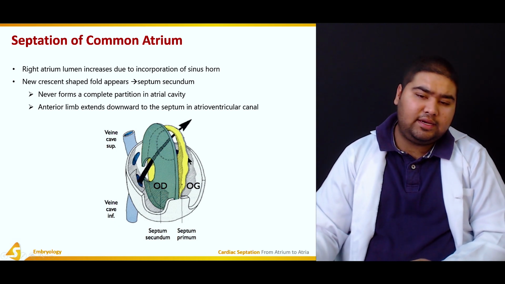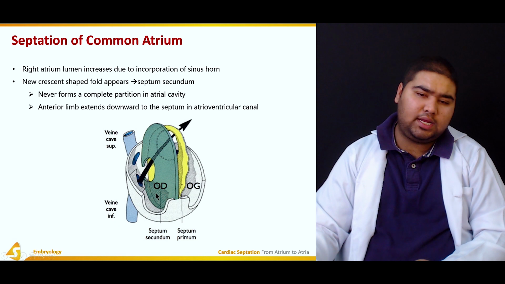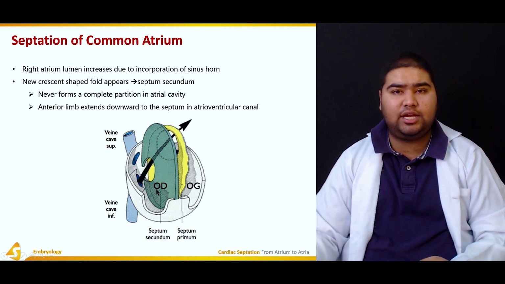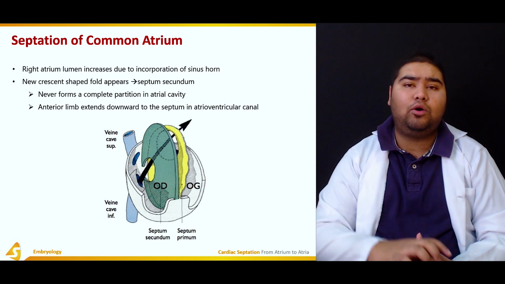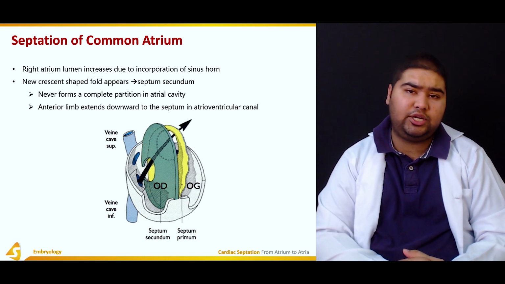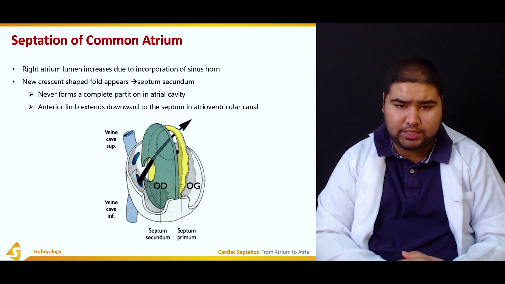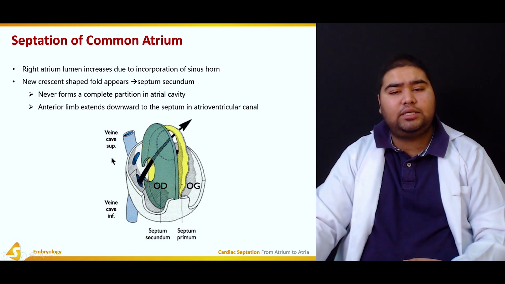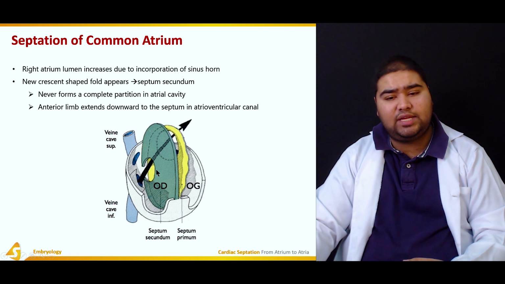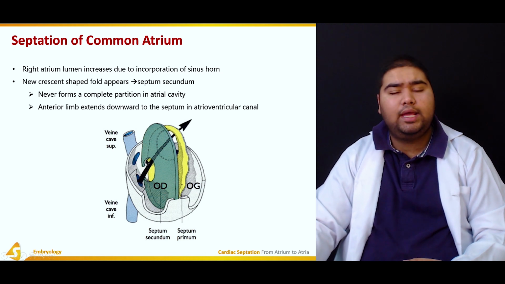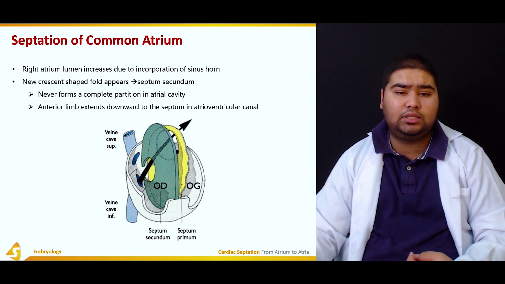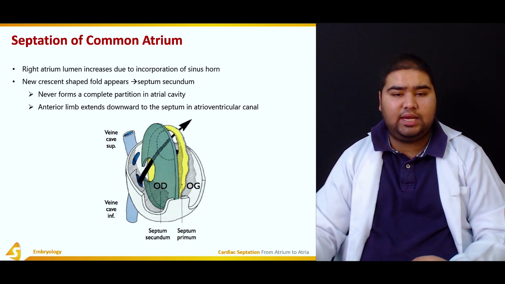This one in dark green is the crescent shaped fold that appears within the right atrium after the sinus horn has been incorporated into it. This is known as the septum secundum. However, it never completely partitions the atrial cavity. Here you can see a small hole in the septum secundum. It does not ever completely partition the atrial cavity.